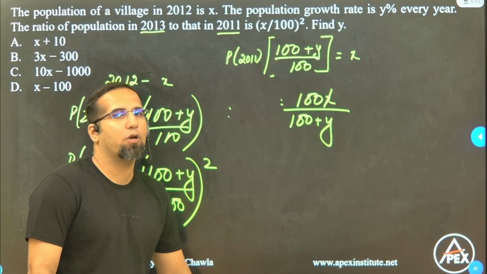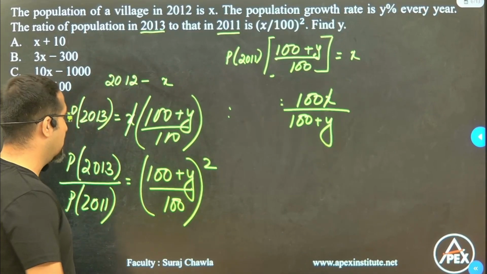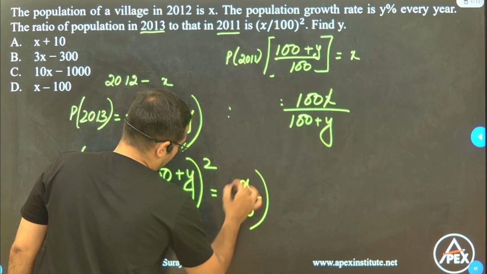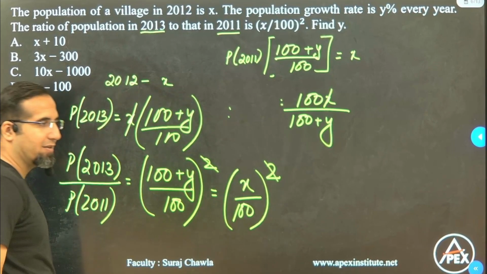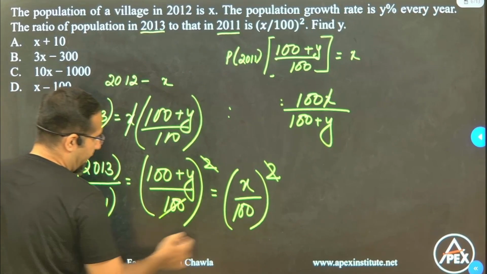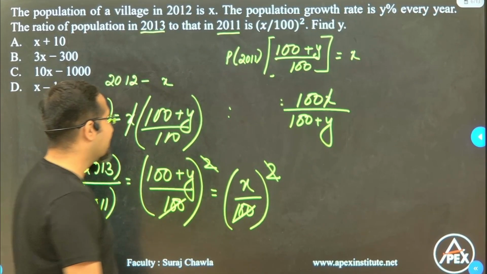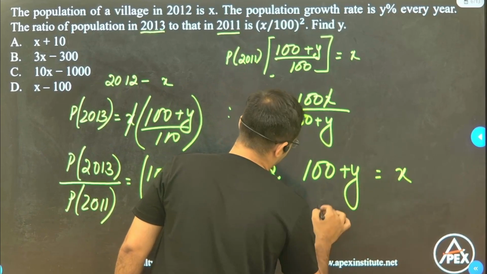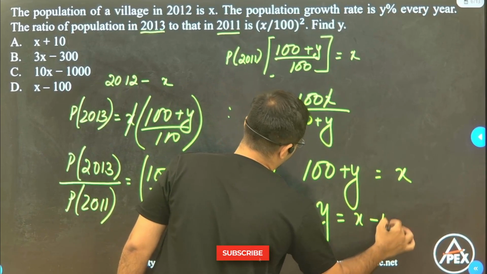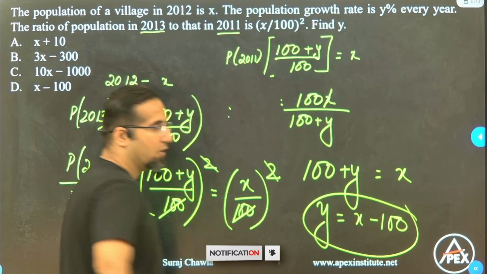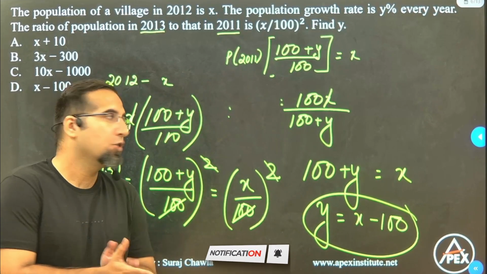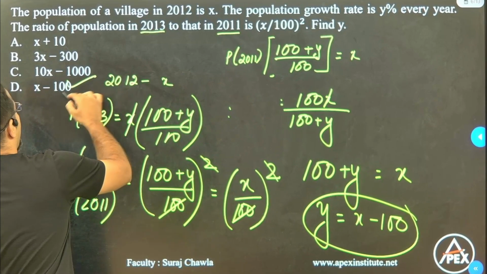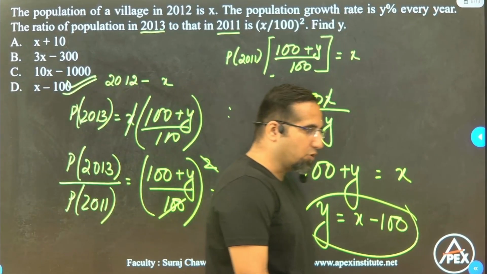100 cross multiply हो गया, that becomes 100 square, and this given to us is equal to (x by 100) whole square. अगर दोनों तरफ स्क्वायर्स है तो हम स्क्वायर को कैंसिल कर सकते हैं. वंस वी कैंसिल स्क्वायर्स 100 और 100 भी कैंसिल हो जाएगा. तो हमारे पास क्या बचा? हमारे पास जो बचा 100 plus y is equal to x, और the value of y is equal to, this becomes our final answer. So what is the value of y? The value of y is going to be x minus 100, and x minus 100 is there in the options, and therefore my answer becomes option D.